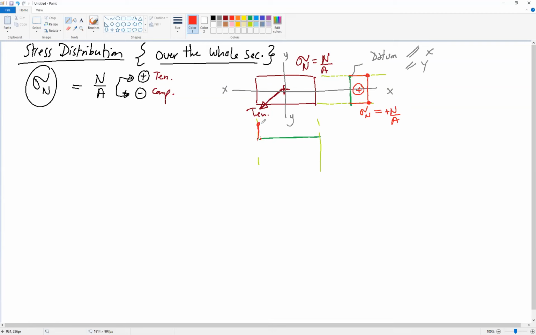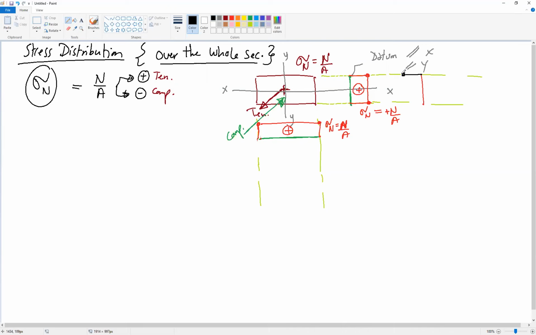If we want to draw it in this direction, it's okay as well. This is tension, and sigma n equals N divided by A. The second case: if this force is compression, like pushing the section, we will write another datum here and another datum here. So this is our datum.